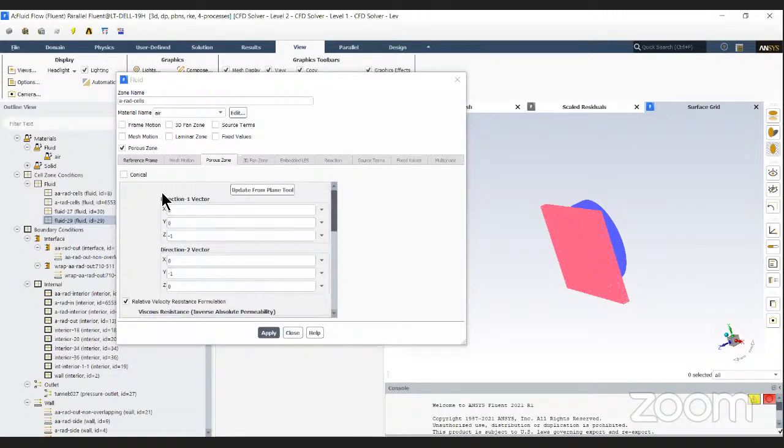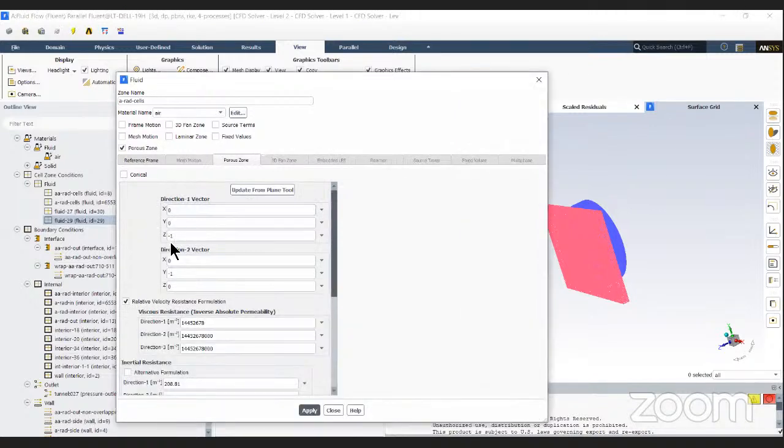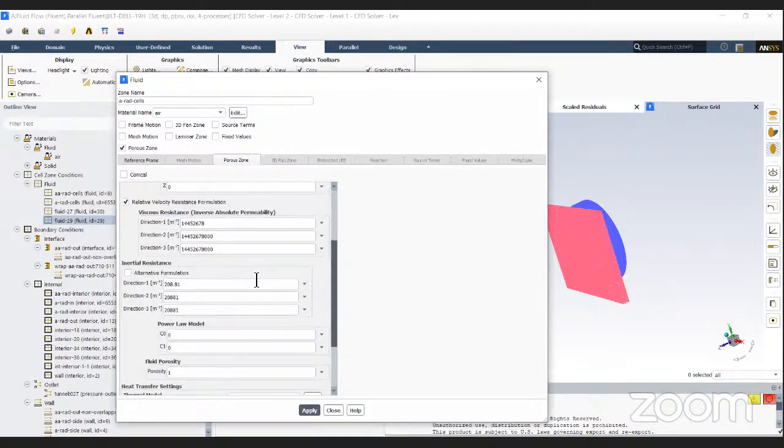Okay. Now this direction 1 vector is very important. Why? Because in this direction, you are going to be specifying the actual coefficients that you calculated. So remember in my presentation, I calculated the value of D and C. So this is where I'm entering it. So C is entered here and D is being entered here.